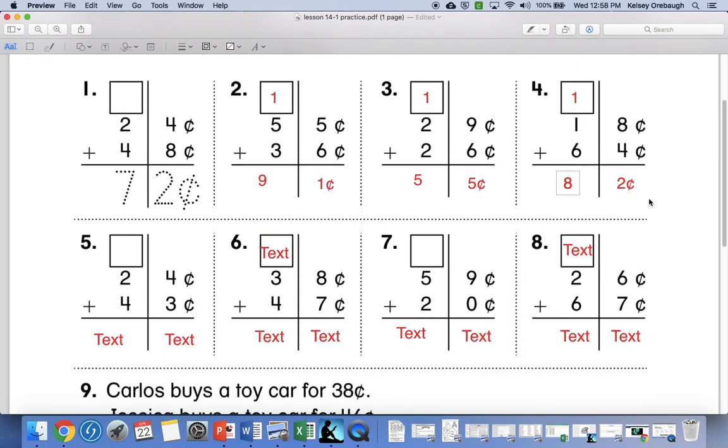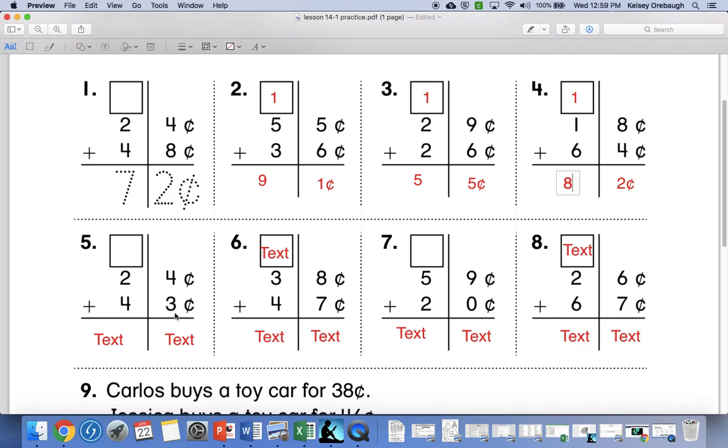So this should be review. Hopefully you're remembering how to add 2-digit numbers, and then always remember when you're adding your money, you need to keep your money symbol. In this case, it's our cent symbol. All right, number 5, 24 cents plus 43 cents.